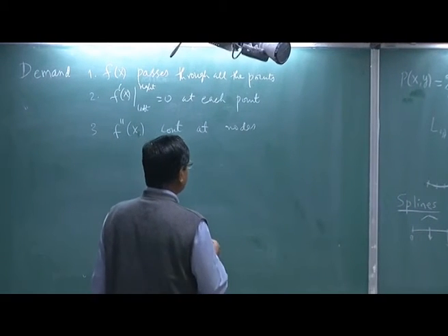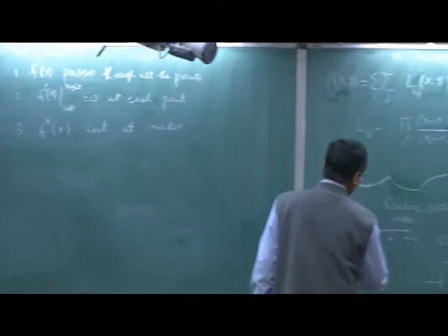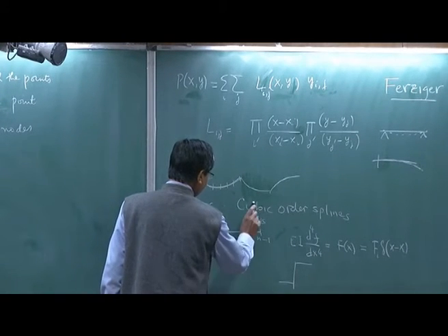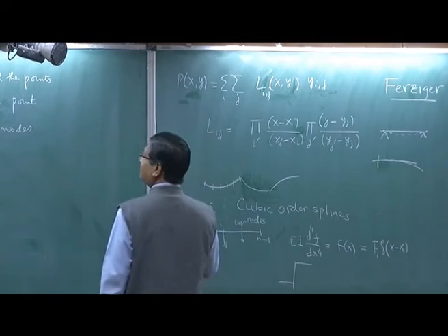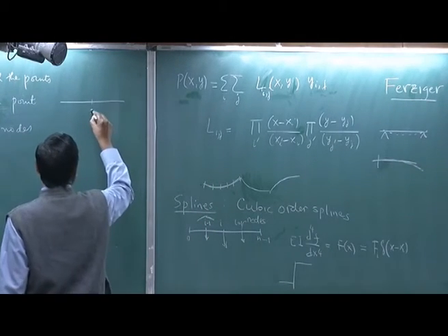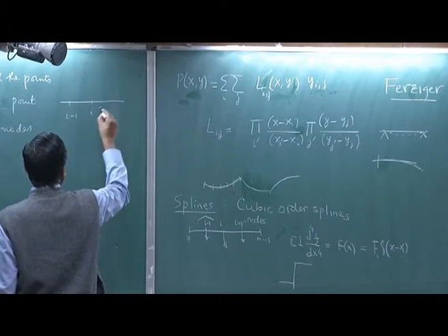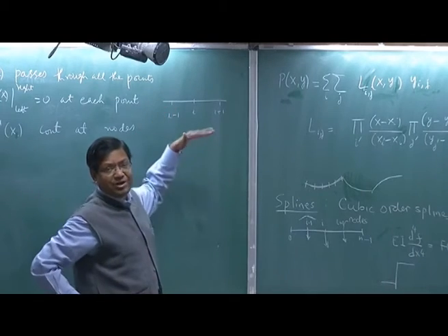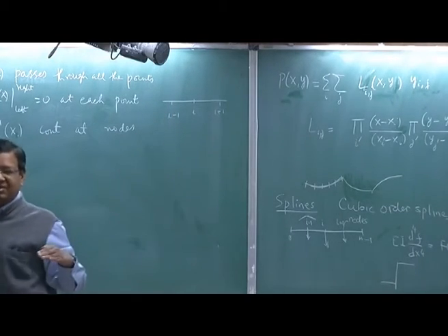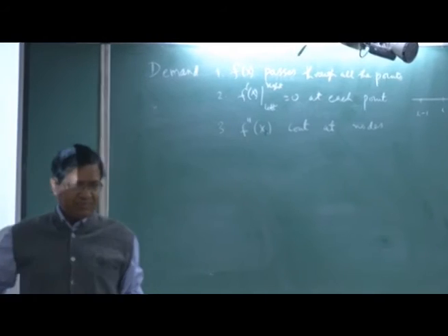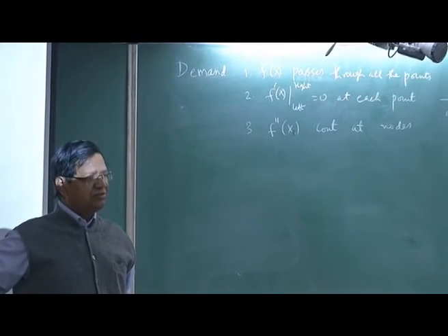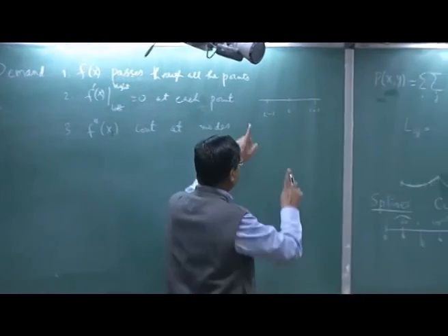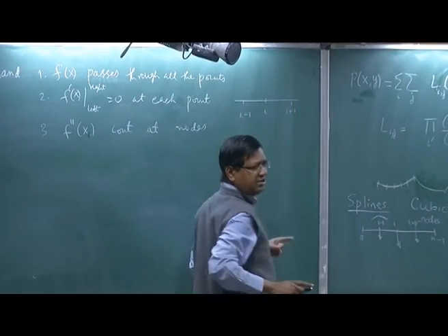So I have this set of points. I am going to focus on three points: i minus 1, i, and i plus 1. So let's write it here. My f double prime, not f, is linear in x. You are happy with it? So we will use the Lagrange interpolation formula to get the value of f double prime between any interval. It's linear.